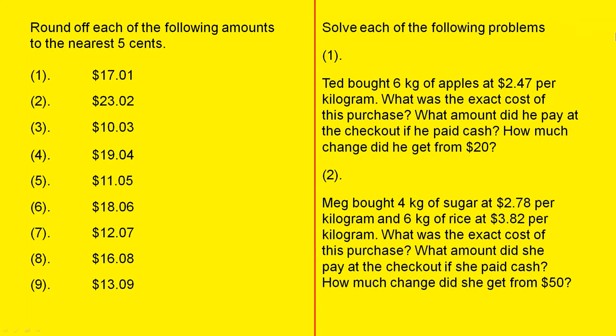Number 2. Meg bought 4 kilograms of sugar at $2.78 per kilogram and 6 kilograms of rice at $3.82 per kilogram. What was the exact cost of this purchase? What amount did she pay at the checkout if she paid cash? And how much change did she get from $50?